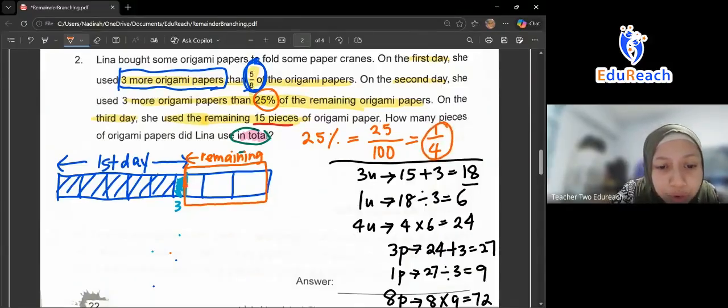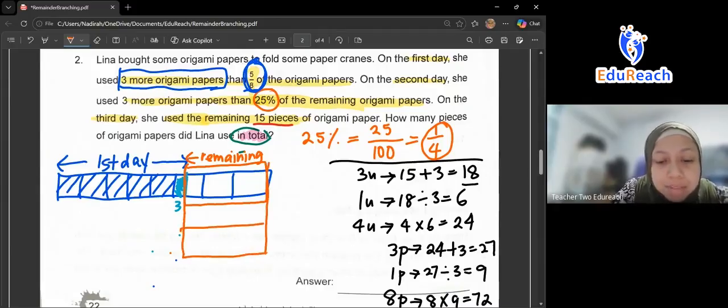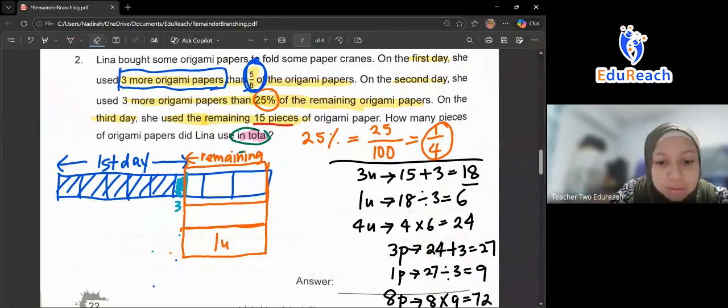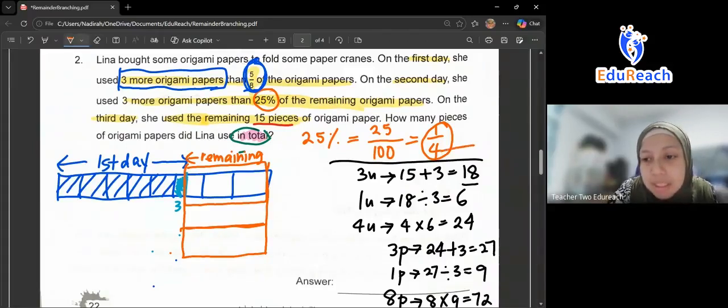I have to draw. Last week I showed you what we call a drop-down model. A drop-down model means I don't want to confuse the one on top. So I draw the same size for the remaining below. Sorry, I cut it into 4 first. The denominator is 4. 1, 2, 3, 4. And then I shade 1 unit because that's what I use on the second day.